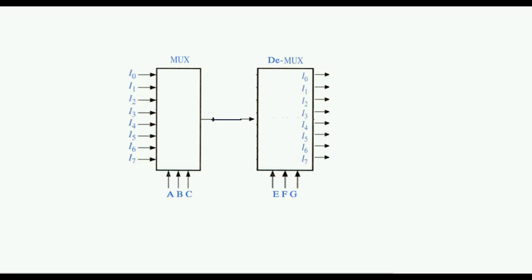Now consider this arrangement of a multiplexer and a demultiplexer, where the output of the multiplexer is connected to the input of the demultiplexer. On the multiplexer side, the ABC code provides a control code to the multiplexer to select one of these inputs to come to the output. On the demultiplexer side, the EFG code determines which output the input is going to be driven to.